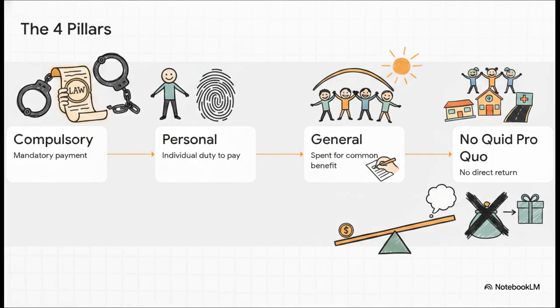All right, let's pull all of this together. Our four visual checkboxes are complete. First, taxation is a compulsory contribution, meaning it's mandatory and enforced by law. Second, it's a personal obligation, which is a direct individual duty not to evade. Third, it's for the general benefit, spent on common welfare rather than rewarding specific individuals. And fourth, no quid pro quo, meaning there's no direct proportionate return for your payment. Together, these four load-bearing pillars successfully frame the legal and economic definition of what a tax truly is.